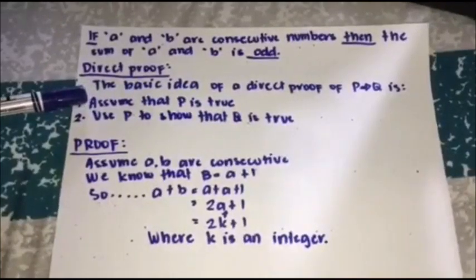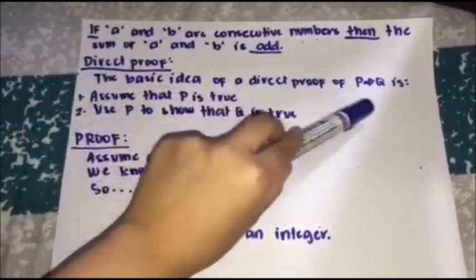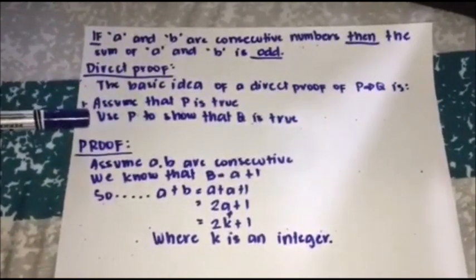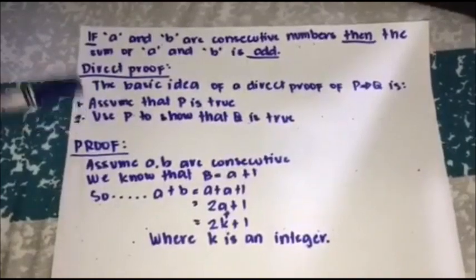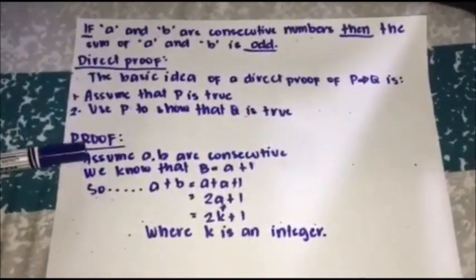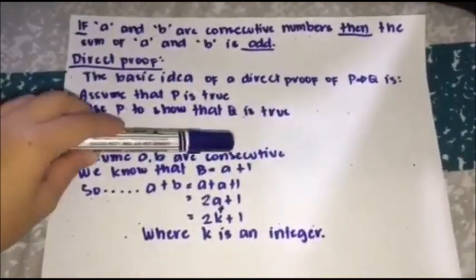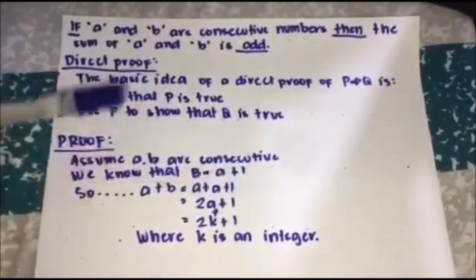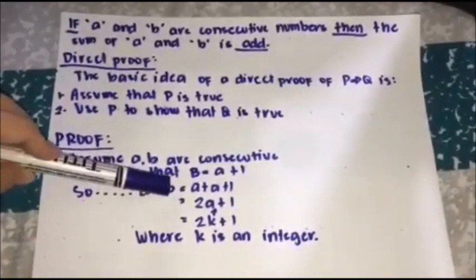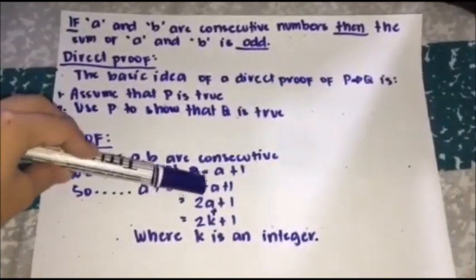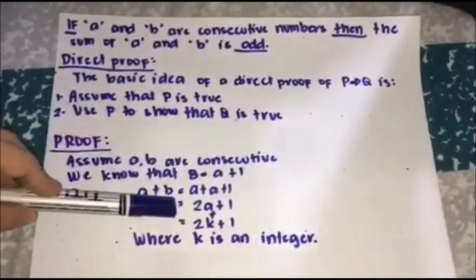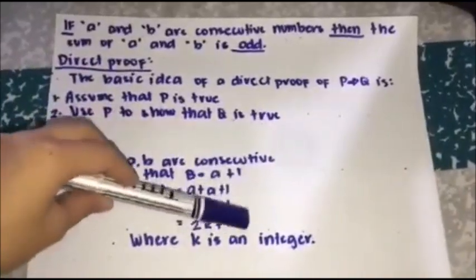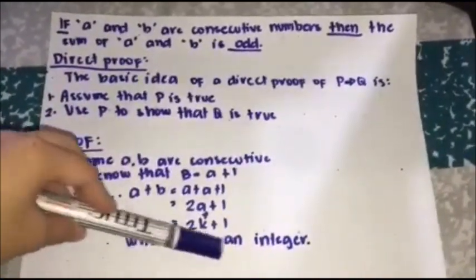The basic idea of a direct proof of P then Q is: 1. Assume that P is true. 2. Use P to show that Q is true. So, assume A, B are consecutive. We know that B equals A plus 1. So, A plus B equals A plus A plus 1, which equals 2A plus 1, which equals 2K plus 1, where K is an integer.